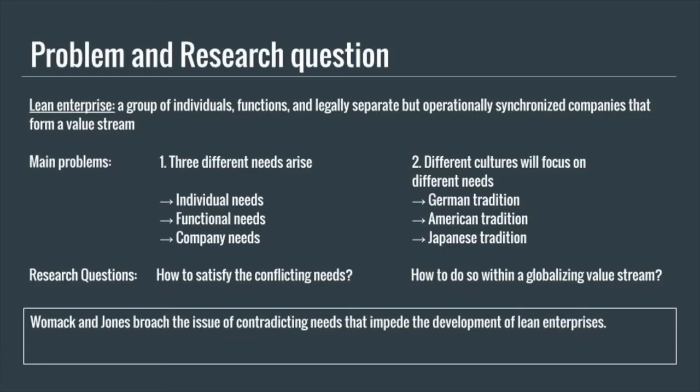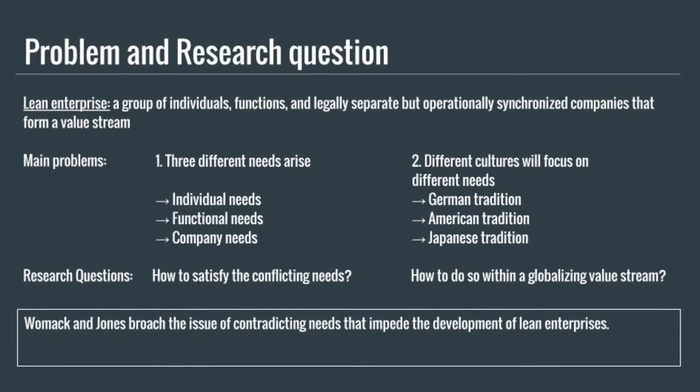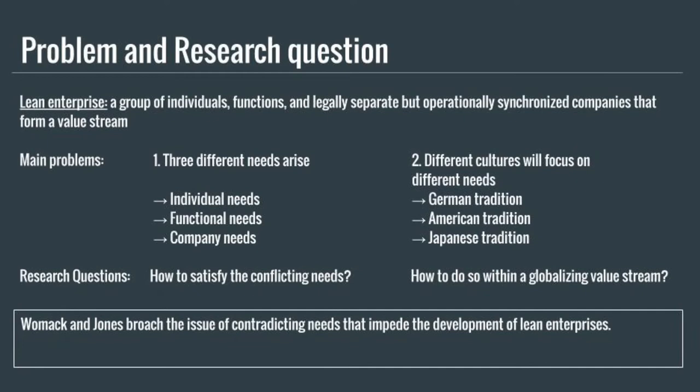Womack and Jones tried to take the discussion of lean further by not including only one company in the concept of lean, but speaking of lean enterprises instead. They mean that supply chains should organize themselves as operationally synchronized. However, this lean enterprise is very difficult to obtain. There has to be a focus on the performance of the enterprise and its total value in the stream instead of individual performance.